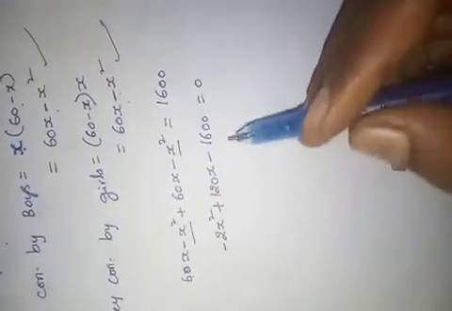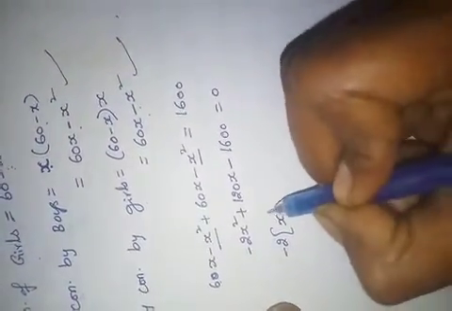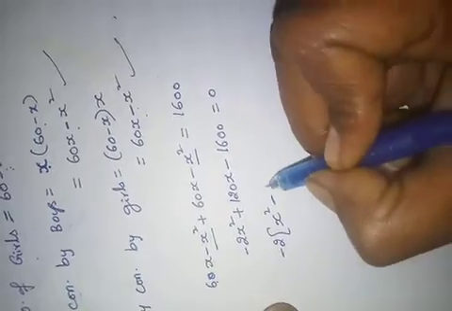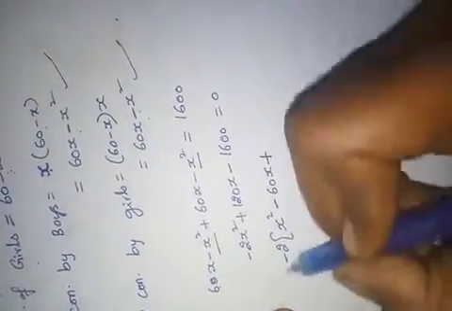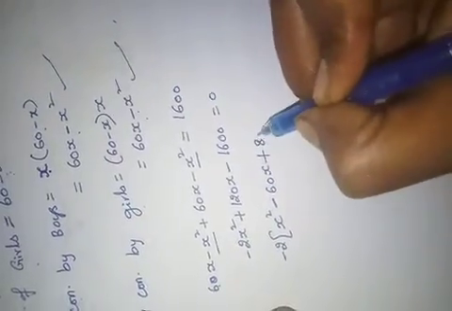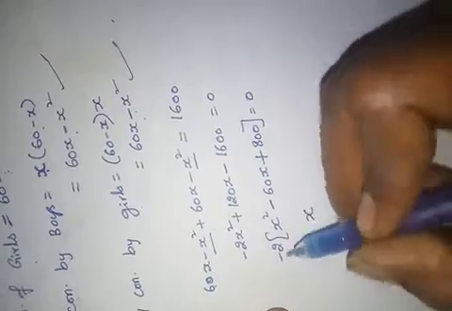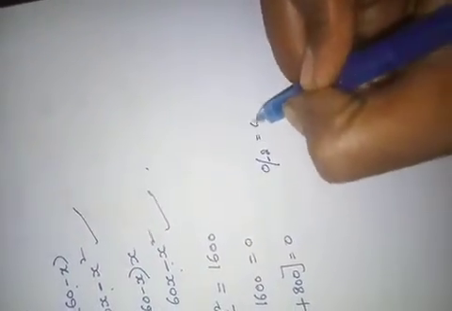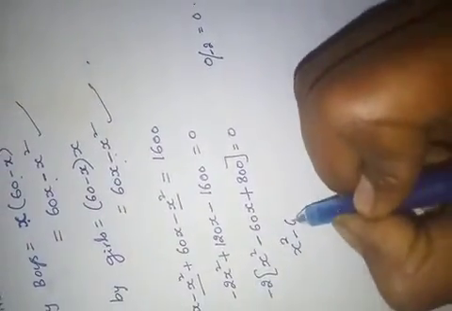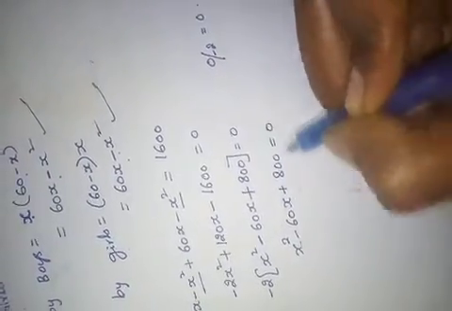I am taking minus 2 as common. Then what are the terms remaining? x square minus, 6 2s are 12, so 60x, plus 8 2s are 16, so 800, equals 0. So therefore I am sending minus 2 to this side. 0 by minus 2 equals 0. 0 by anything equals 0. Therefore x square minus 60x plus 800 equals 0.